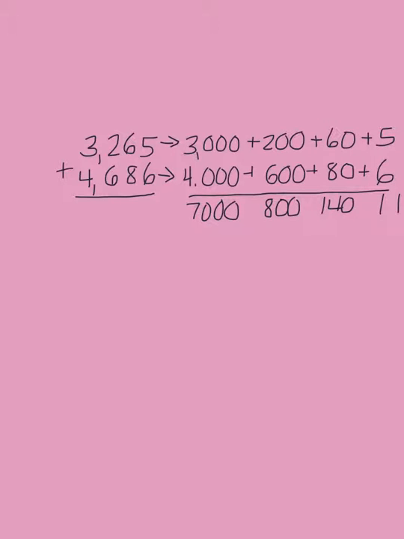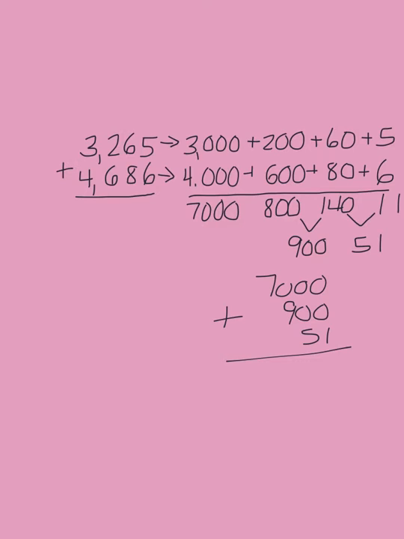So then we're going to combine like values. So here we can take the 800 plus the 100, which will be 900, and then you can add the 40 plus 11, which is 51, and then we'll just add 7,000 plus 900 plus 51. So our sum is 7,951.